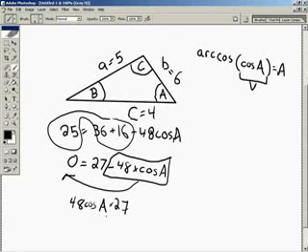Now, how would we get only cosine of A? What can we do? How would we get rid of the 48? Divide by 48. Yeah, the 48 goes away if we divide by it.